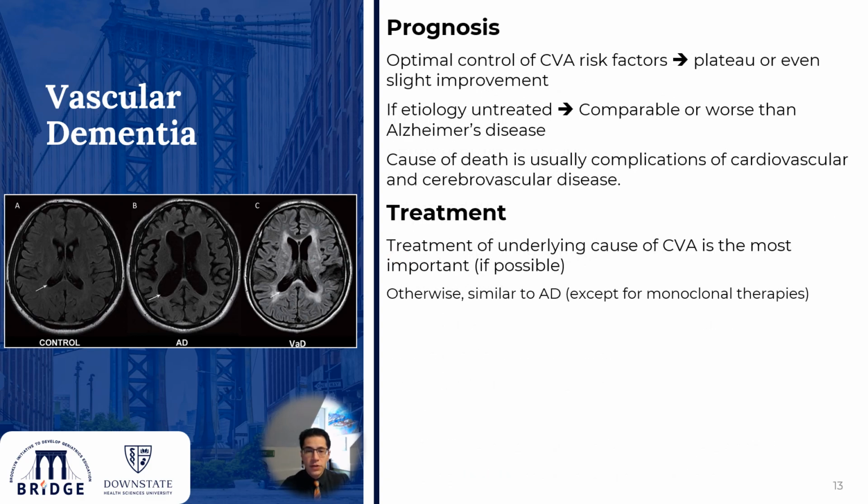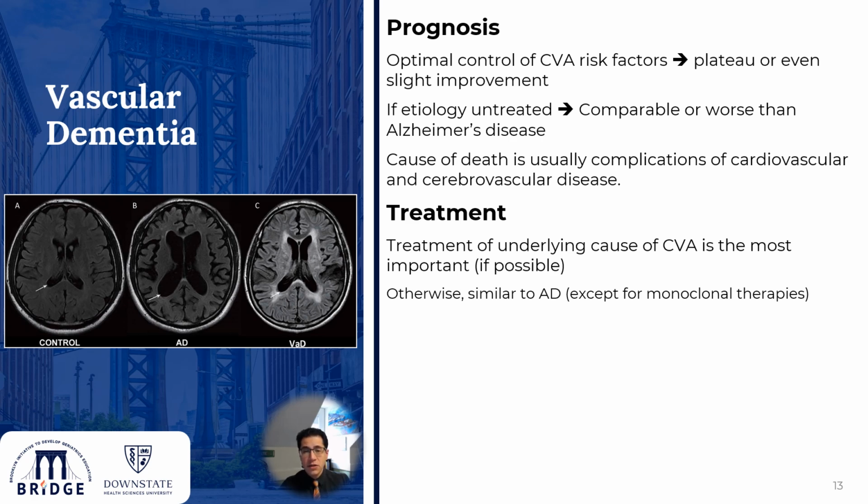So the prognosis depends on the management. With optimal control of the cerebrovascular risk factors that were mentioned in the prior slide, you may reach a plateau or even slight improvement in cognition and mood. If the etiology is untreated, it becomes comparable to or worse than Alzheimer's disease.